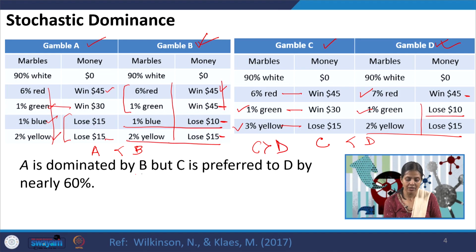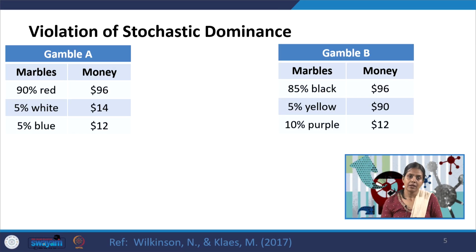So, A is dominated by B, but C was preferred to D by nearly 60%, that was empirically observed, and Kahneman and Tversky ascribed this preference to a lack of transparency in the dominance in the case of gamble C and gamble D. Now, in the editing phase, if there is clear dominance, then of course the prospects can be edited accordingly. But if there is a lack of clear stochastic dominance, then people can make such mistakes, and maybe in that case their preferences would violate the principles of expected utility theory. Now, how to incorporate such behavior? That is why the concept of violation of stochastic dominance becomes important here.